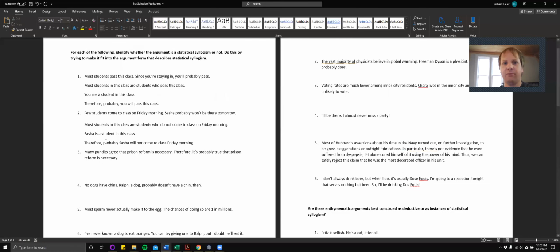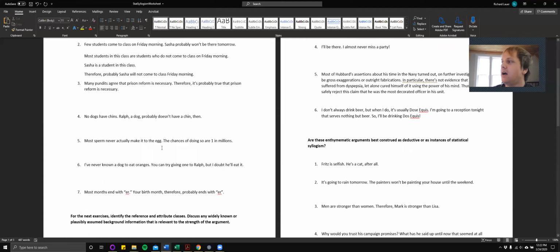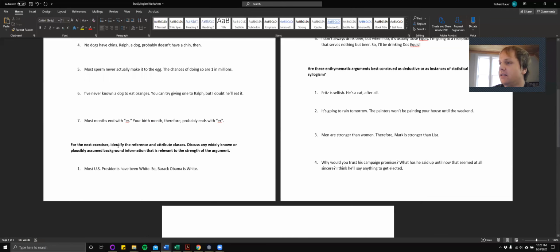I encourage you to sit down with the form, the structure of the argument, and fill in the variables and see if what you get makes sense given the structure of the argument. I'd even go so far as to cut and paste the statistical syllogism and then see if you can fill in the variables in a way that makes sense. So the next set, I'm going to go over one of each for the next ones.